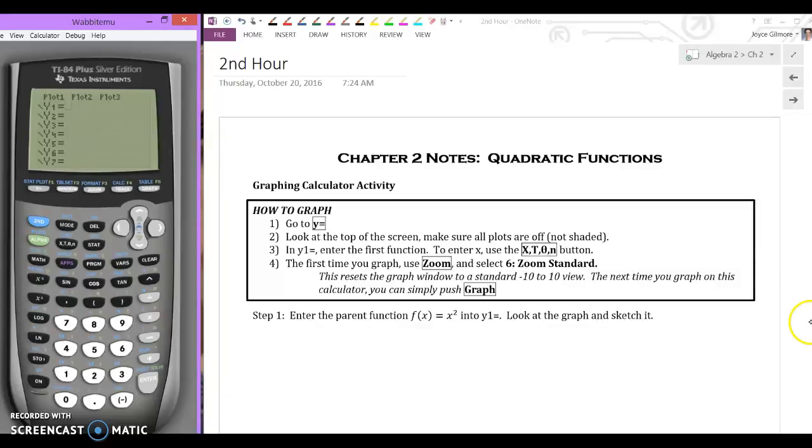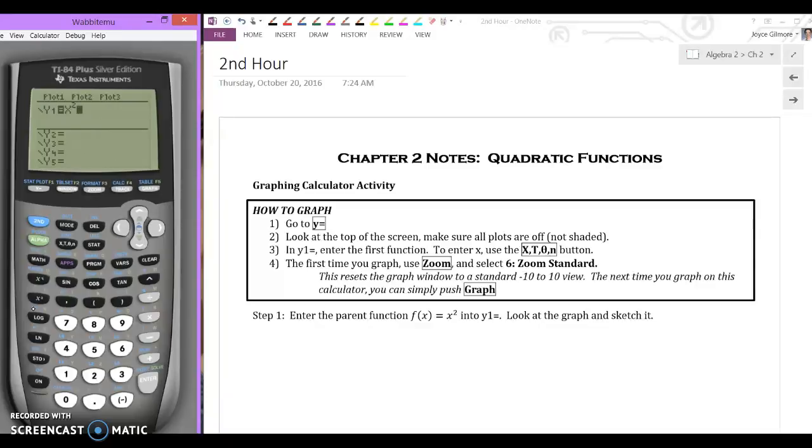So here's the activity we're going to do. First, enter the parent function f of x equals x squared into y1 equals. Now you don't have to put f of x equals, that's the y1 equals. We're just going to enter in x squared. So push the x button. And then the square button is diagonal up from the 7. So x squared.